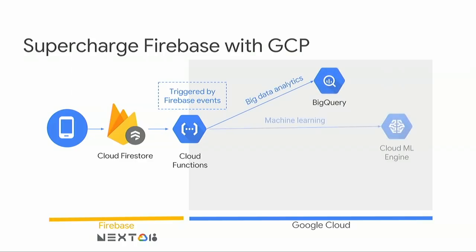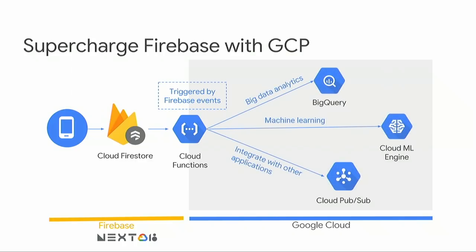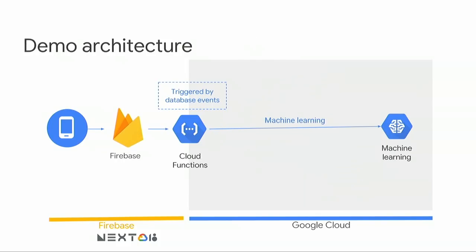So you can have it, say, watch a Firestore database for some record that's getting inserted, some change happening, some delete, and then automatically it will run, and then it can extend into GCP to do things like big data, machine learning, talk to PubSub to integrate with third-party systems.